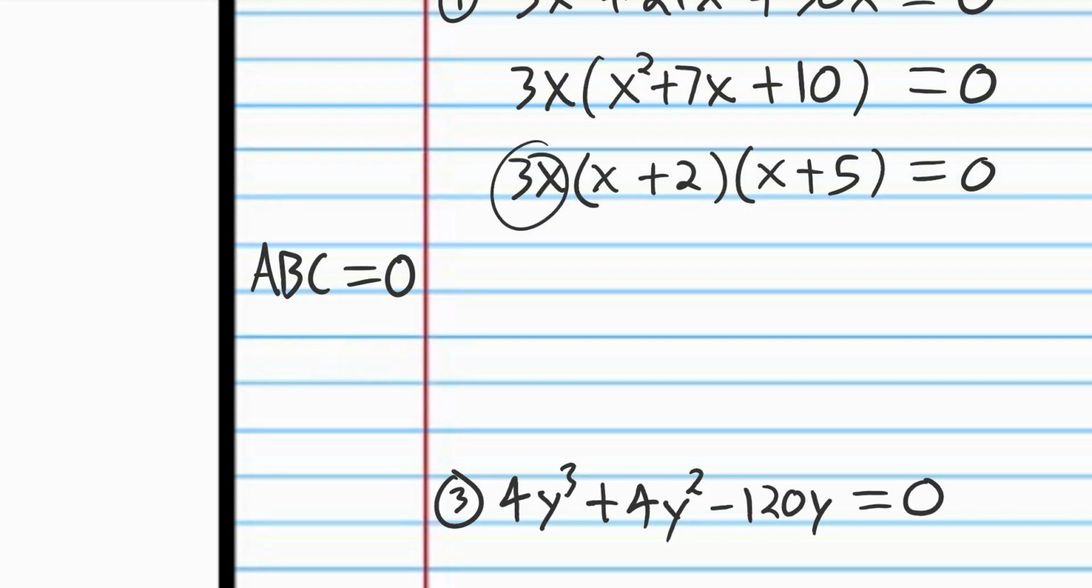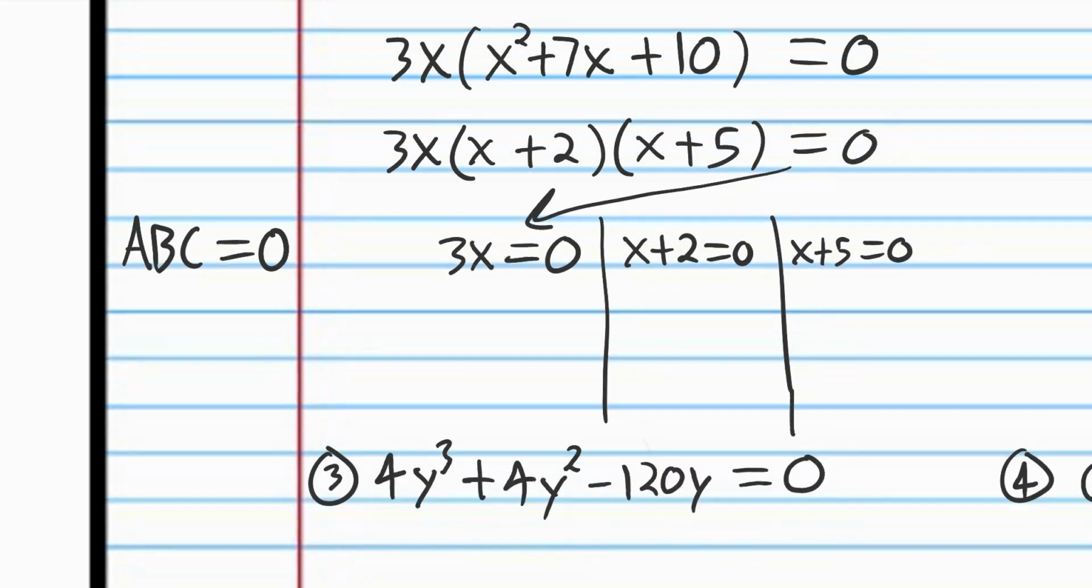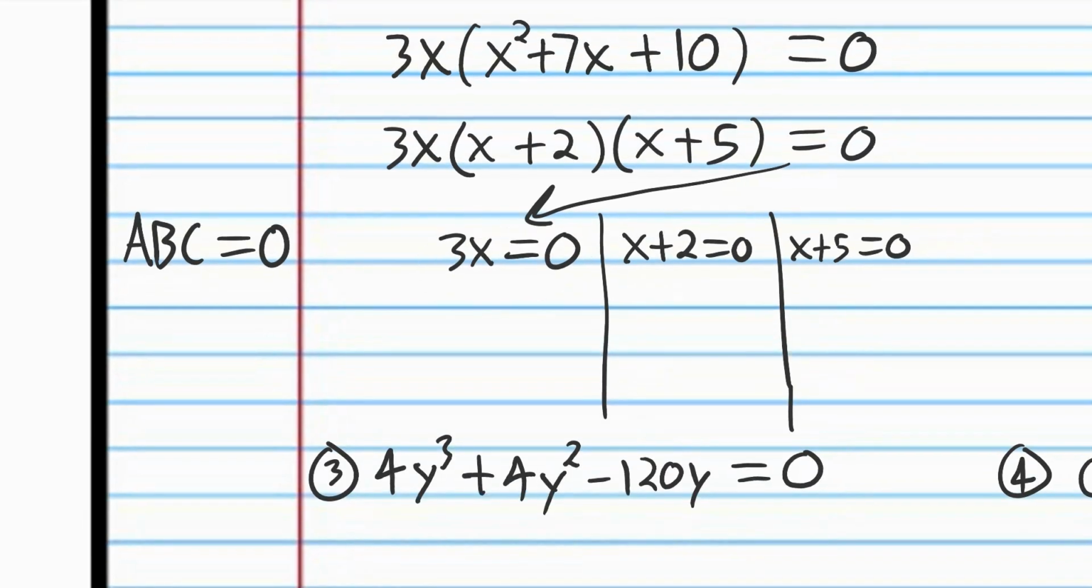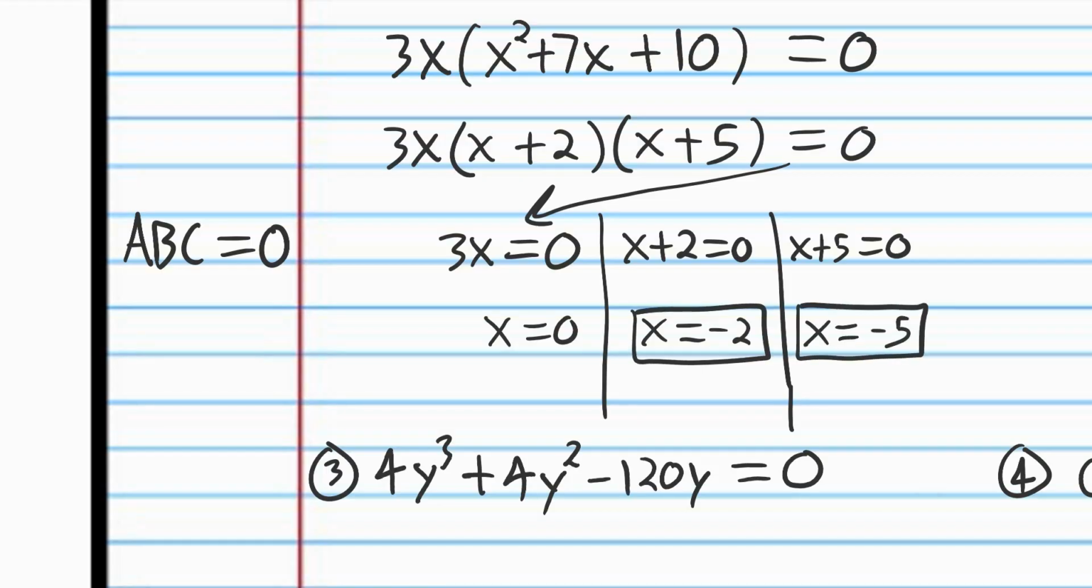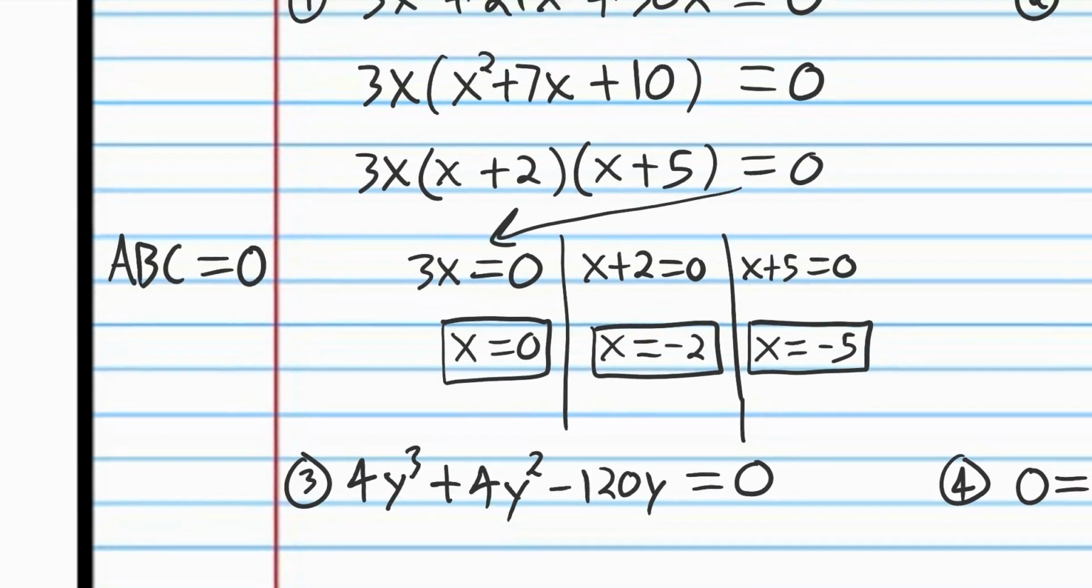So that means that either 3x is 0, and I'm going to do arrows to show that we're breaking the equation into three parts. 3x has to be 0, or x plus 2 has to be 0, or x plus 5 has to be 0. Those are the three possibilities. So if we divide both sides of this equation by 3, we get x equals 0. Subtract 2 from both sides, we get x equals negative 2. Subtract 5 from both sides, and x equals negative 5. So there are three solutions to this equation.